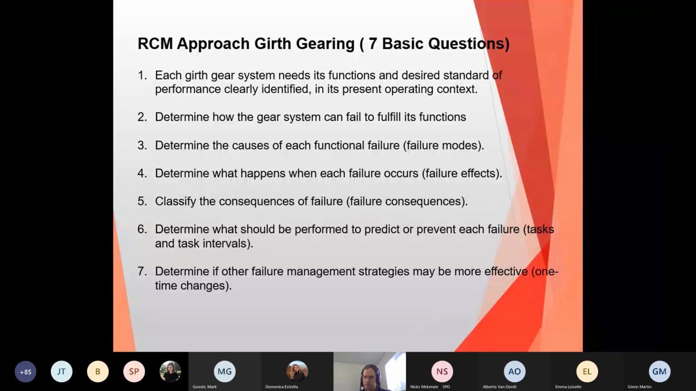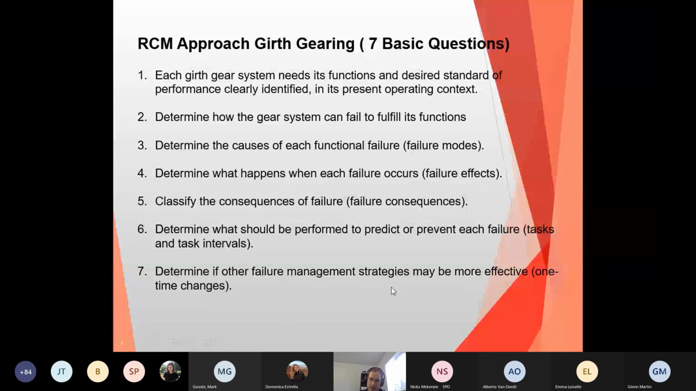Then classify those consequences of failure, and determine what should be performed to predict or prevent each failure. So that now you get to the tasks and task intervals. A lot of the items that have been talked about today are predictive maintenance or predictive sensors, where we're looking at different sensors and different items that can be implemented into various assets to look for those failure modes early on in their life. And so the world is really moving in that direction of trying to gather as much data as we can off of these assets. And it's really to help fulfill this framework.